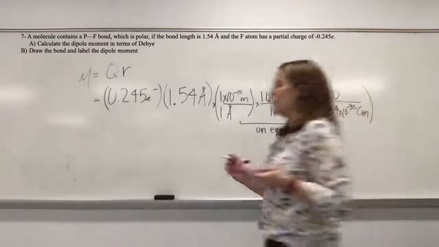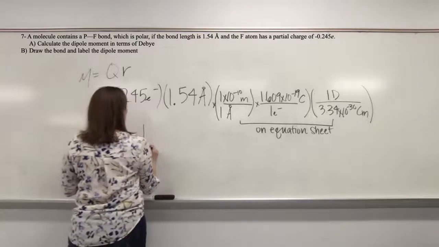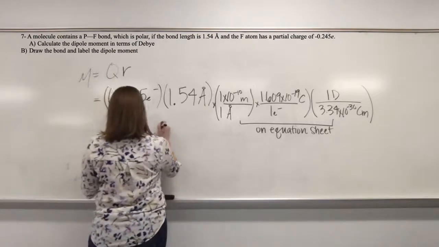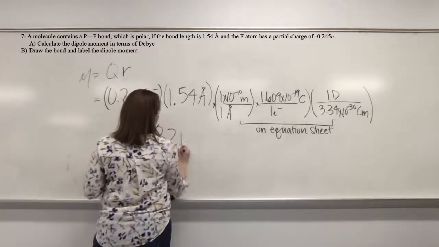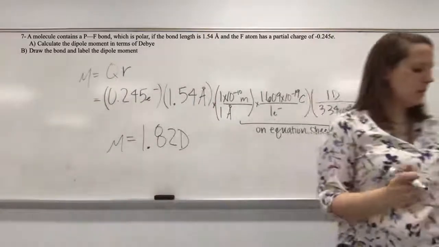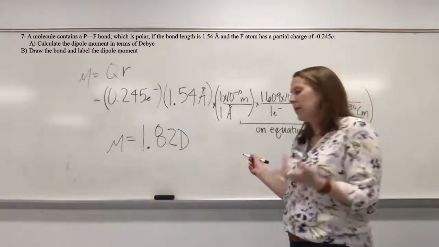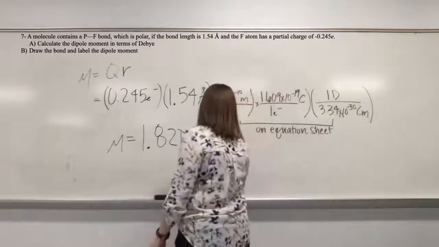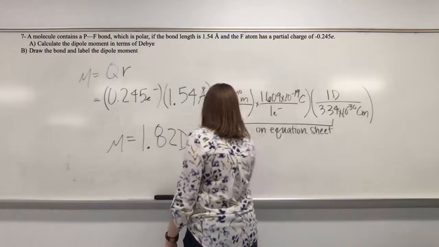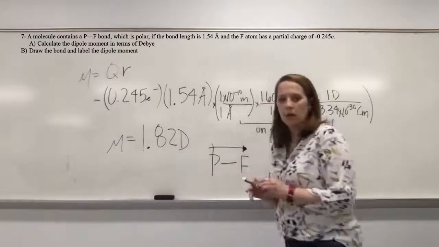And I get that the dipole moment, mu, equals 1.82 debye, because there are 3 significant figures. So once we set this up, we can follow with part B. Part B asks us to draw the dipole moment. And a dipole moment looks just like this.